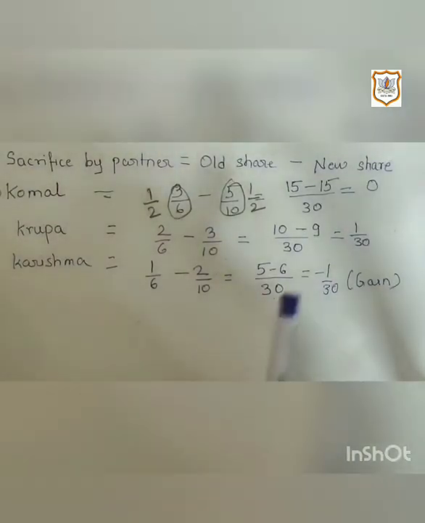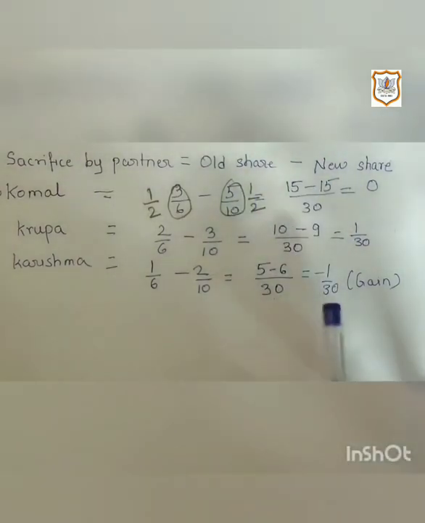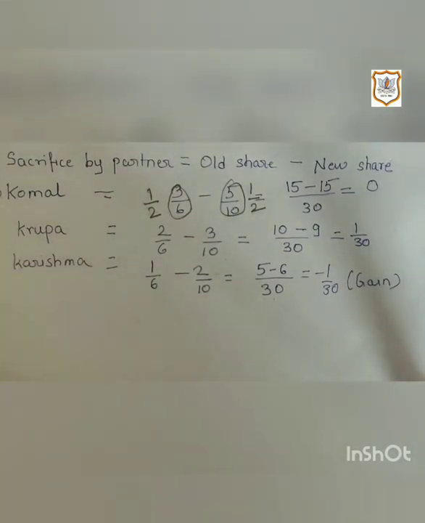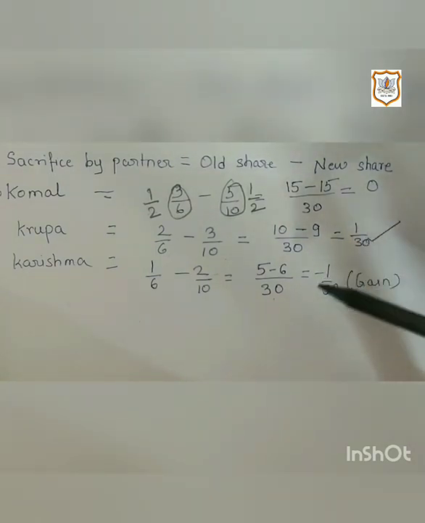Remember, if we apply the formula of sacrifice ratio, which is equal to old share minus new share, and in case the answer is negative, it means it is a gaining ratio. What would it mean? It would mean that there has been reconstitution in such a manner that she is getting a greater share of profit in future. And you must remember that the total of sacrifice share and the total of gain share is always equal.